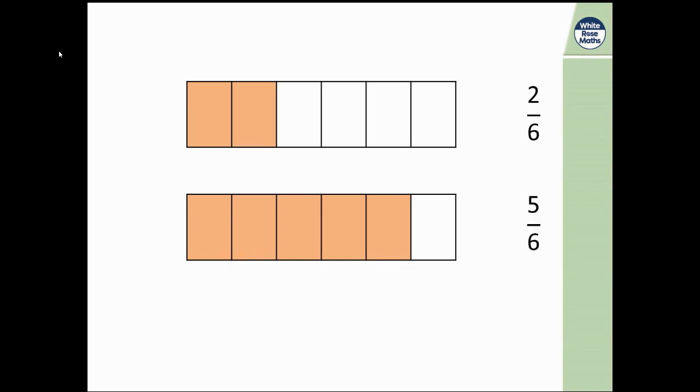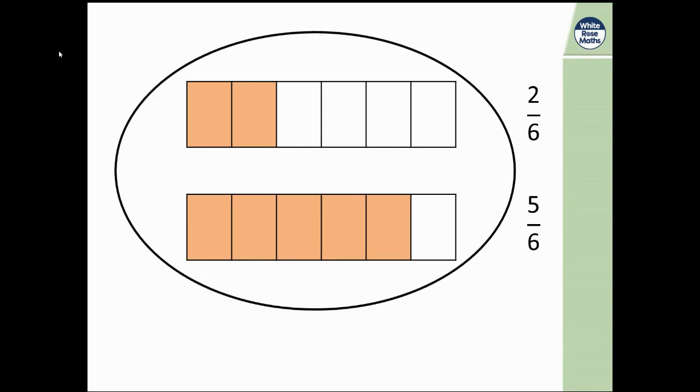So if we add the 2 together, 2/6 add 5/6. Remember, when we add fractions, we only add the top number. We only add the numerator, which is the top number. We don't add the denominator. That stays the same. So if we have 5 and 2, it makes 7. So we've got 7/6 altogether there.